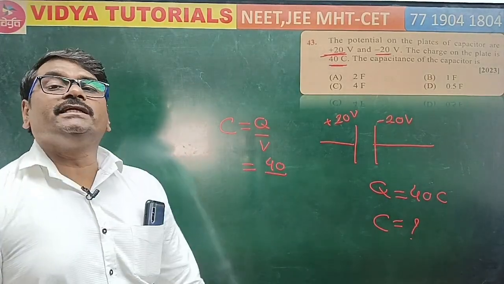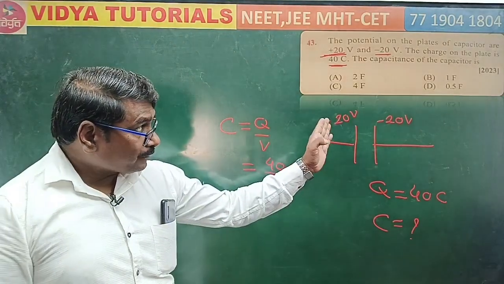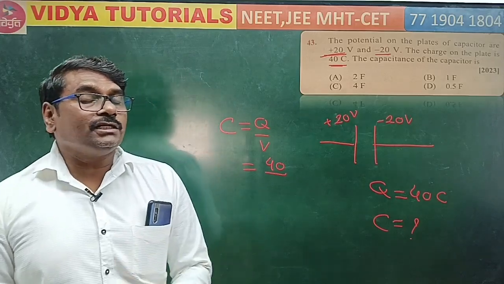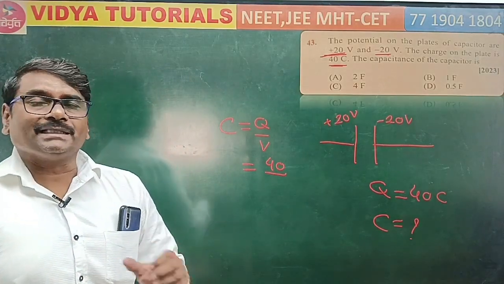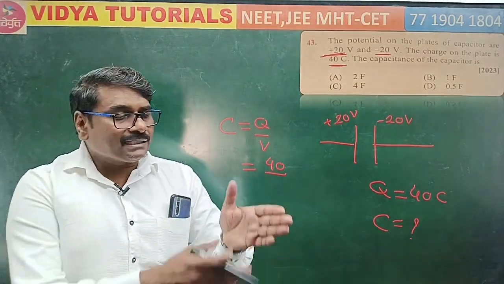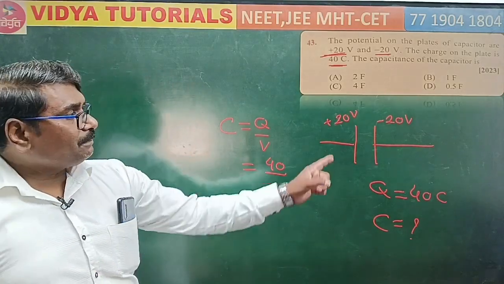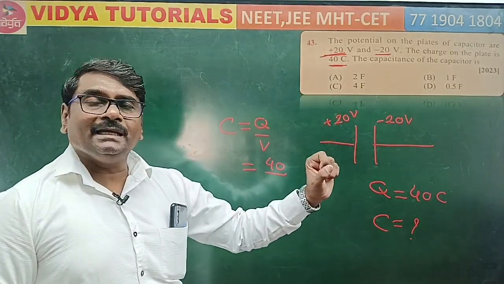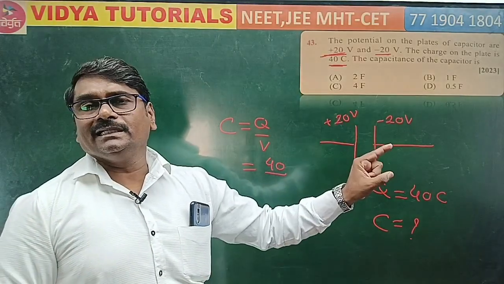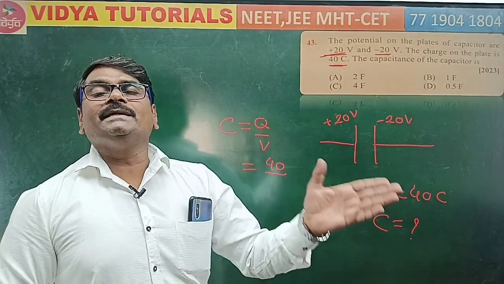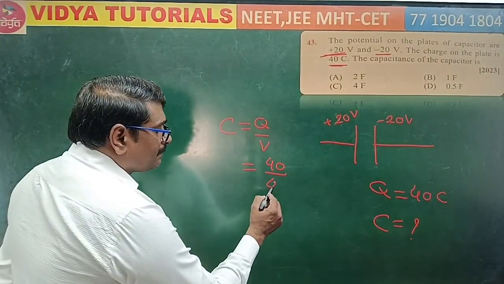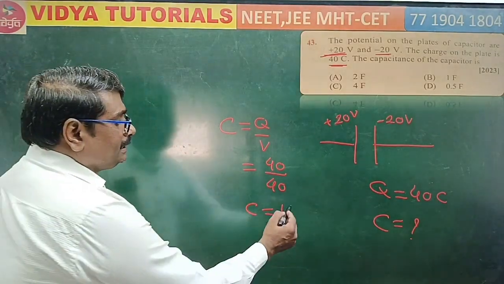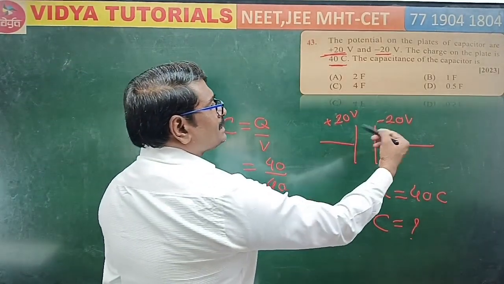V is called the potential difference. Here we are given the potential on one plate and the potential on the other plate. But what's the potential difference? Difference means subtraction, and in mathematics subtraction means larger number minus smaller number. Here plus 20 is the larger number, minus 20 is the smaller number. When we take the difference between them, that is 20 minus (minus 20), which becomes 20 plus 20, that is 40. Therefore we can write 40 directly and hence C we get is 1. The unit is farad. Therefore the correct answer is B.